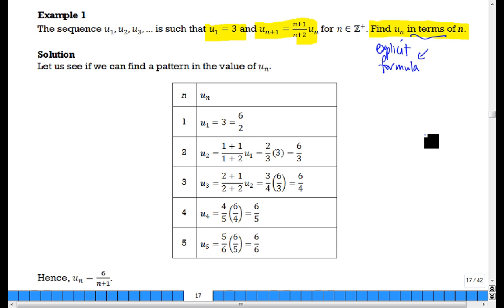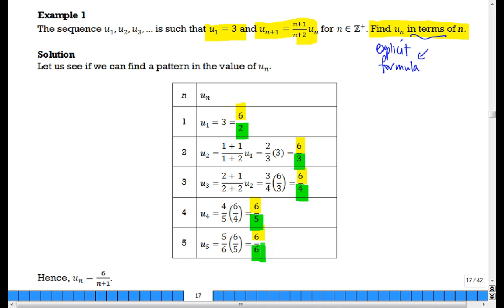U1 is 3. Alternatively, I can write it as 6 over 2. For U2, you substitute n equals 1 here. I get (1+1) over (1+2) times U1, so 2 over 3 times 3, you get 6 over 3. And so on, you realize that there is some kind of pattern here. The numerator is always 6, 6, 6, 6, 6, and the denominator is successive: 2, 3, 4, 5, 6.